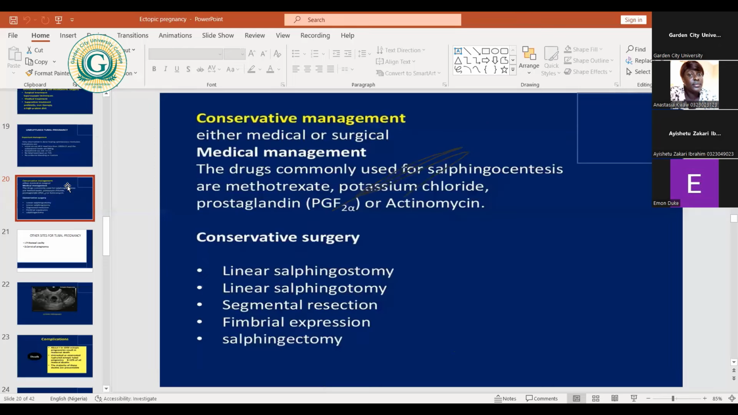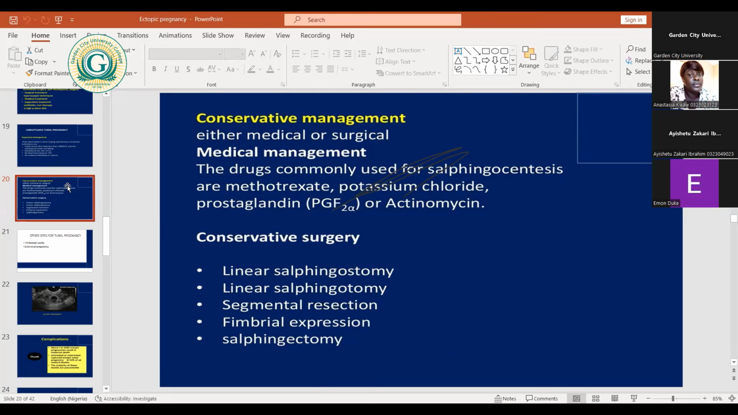Then conservative management. Conservative management could be medical or surgical. Please always remember that where conservative management is medical, then you know that there is no rupture. All the signs are regressing. You can do conservative management. The drugs commonly used for salpingocentesis are methotrexate, depending on which one your doctors use, and then the potassium chloride. Then you have the prostaglandin, which is usually called PGF2 alpha. Any of those ones could be used.